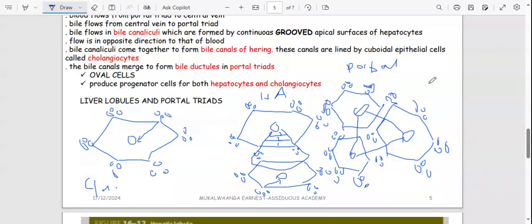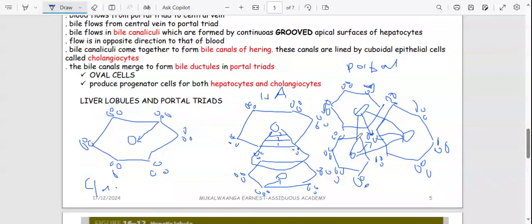So this portal lobule is concerned with the flow of bile. We earlier stated that bile flows from the central vein to the portal tract. So what is important now is to show the direction of the arrows. From this central vein, you have bile moving to the portal triad there. From here, you have bile moving to the portal triad there, like that. So that is how bile moves.